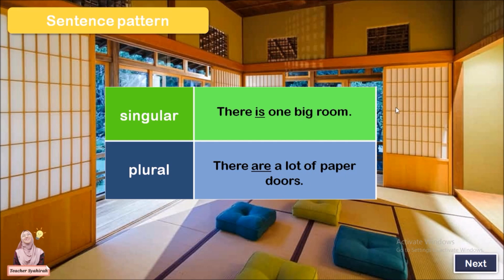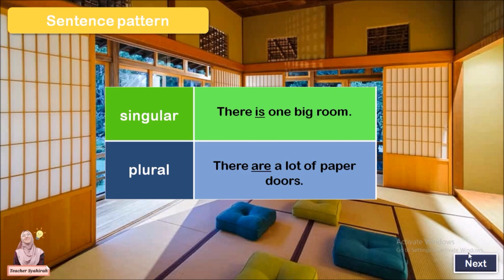Look at this ya. 1, 2, 3, 4. There are 4 of them. Paper dolls. So kalau dia banyak lebih daripada satu, we use there are. It's plural. Okay, lebih daripada satu, dua atau lebih kita panggil plural. Okay, we call it plural. We use there are. For singular, we use there is. For plural, we use there are.